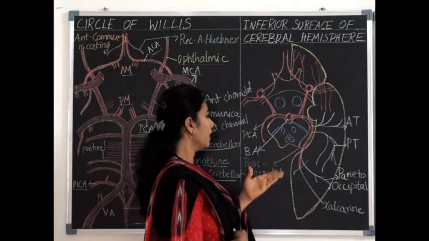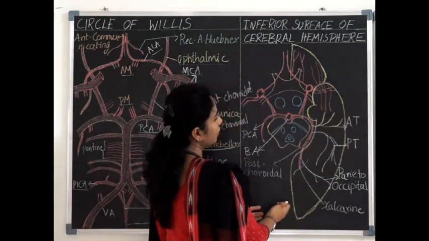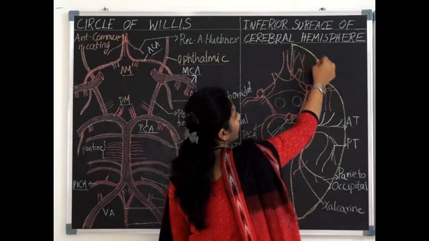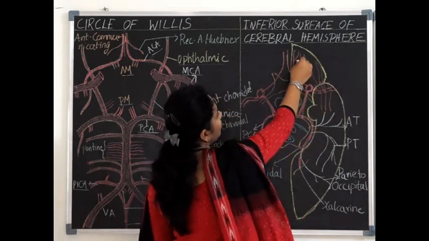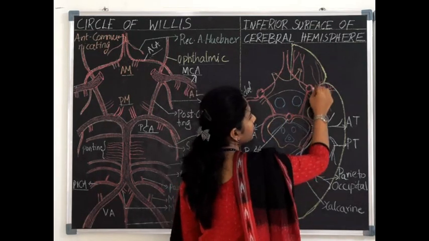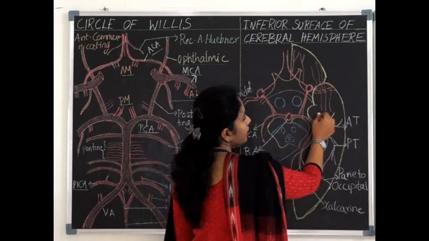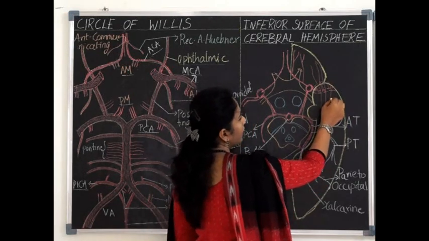The posterior cerebral artery supplies the major part of the inferior surface of the brain except the anterior part. The anterior most part is supplied by the anterior cerebral arteries, and just behind the stem of the lateral sulcus, the part of the tentorial surface is supplied by the middle cerebral arteries.